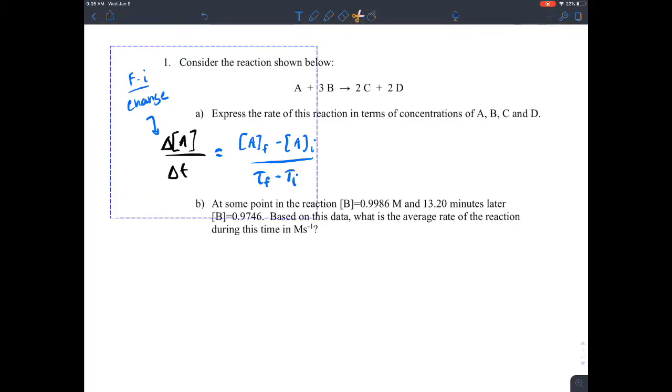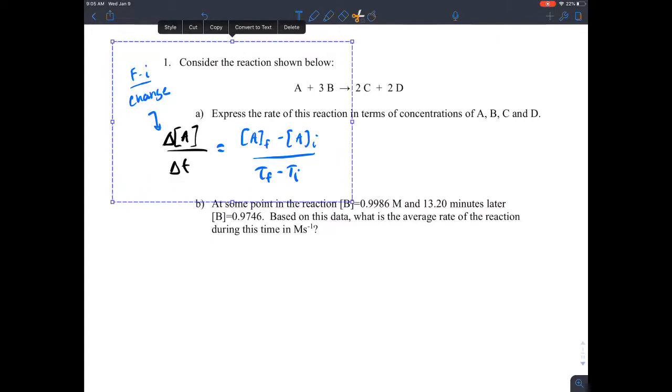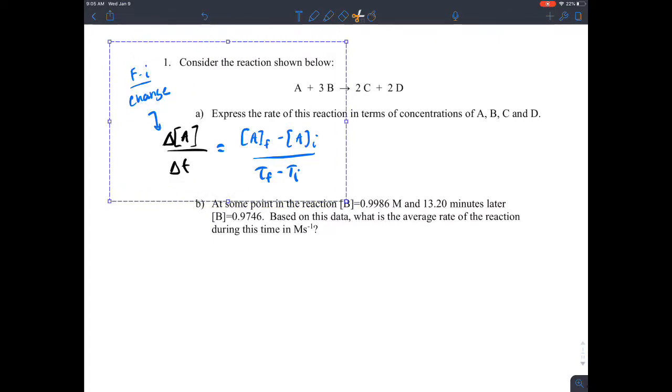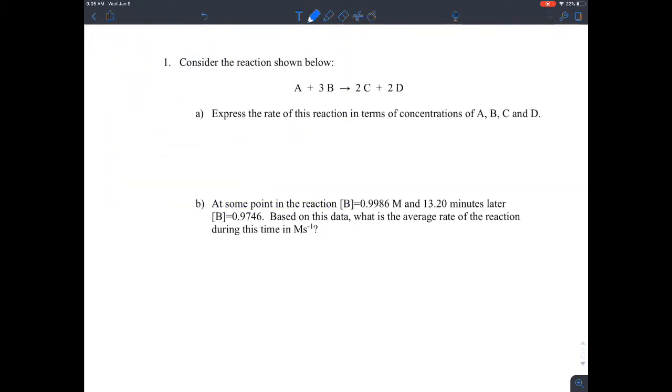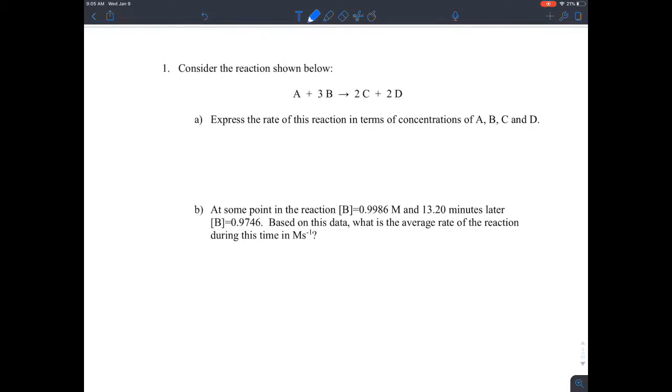Now, how do I relate that with what's going on here? Well, let's get rid of this really quick. Okay, so how do I relate that to this particular question? Well, you can determine the rate of the reaction with respect to any of the constituents of the reaction. What I mean by that is that I can define it with respect to A, B, C, or D, and they would all be equal.